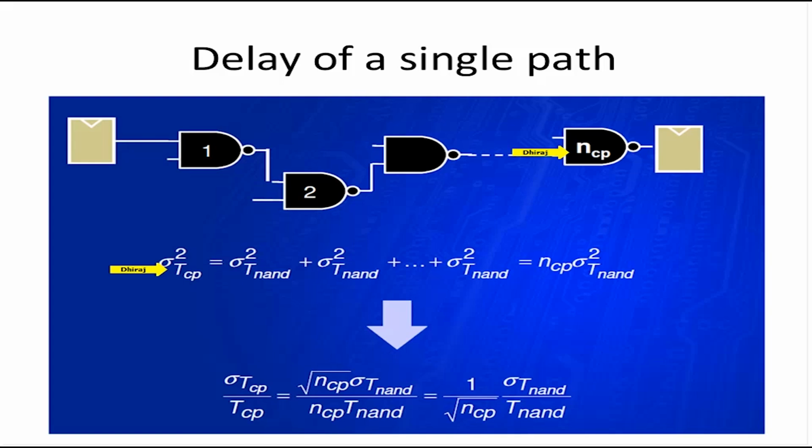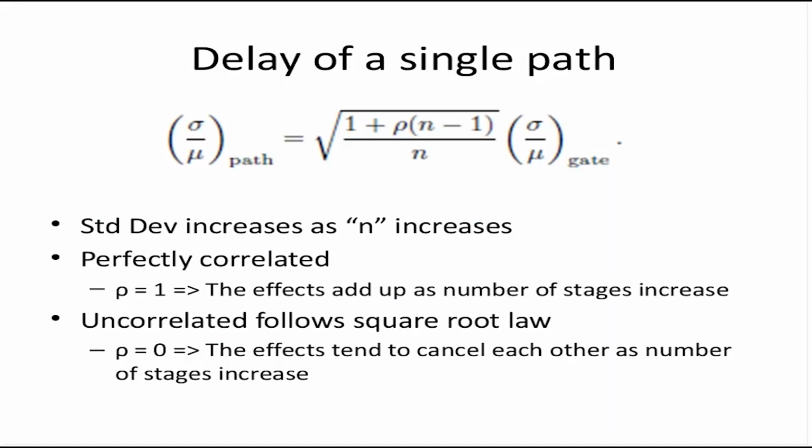Sigma square of the total path is n into sigma square of one NAND. So we rearrange, and we find that the standard deviation is calculated as sigma. So for a particular delay of a single n-stage path, you will have two values. One is the sigma, the other is the mean.